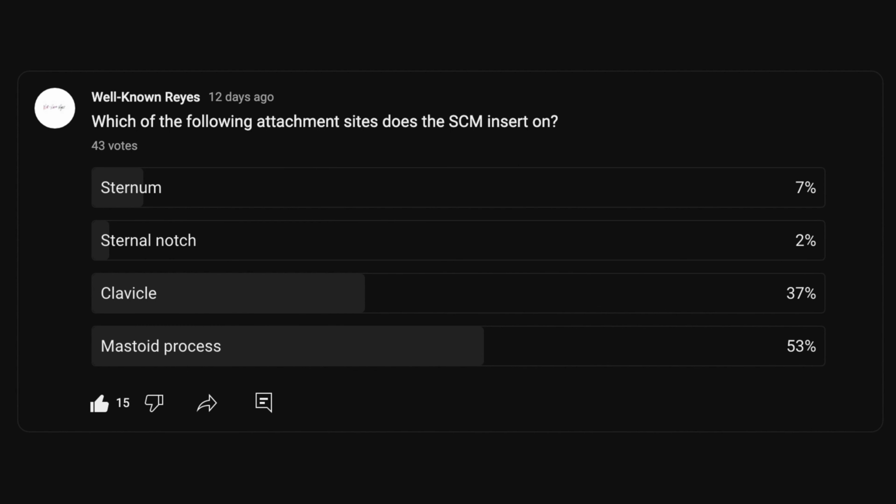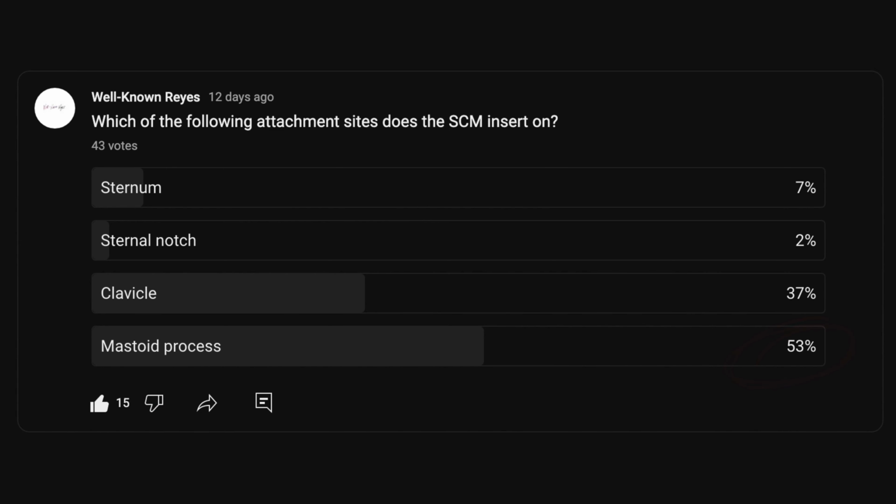All right, so in the community tab, I asked you which of the following attachment sites does the SCM insert on? And we had a great turnout here. We had 43 votes. 7% of you said it was going to be the sternum. 2% of you said it was going to be the sternal notch. 37% of you said it was going to be the clavicle. And then 53% of you said it was going to be the mastoid process. And then thank you to the 15 people who liked this post. I appreciate it. So a majority of you went with the mastoid process.